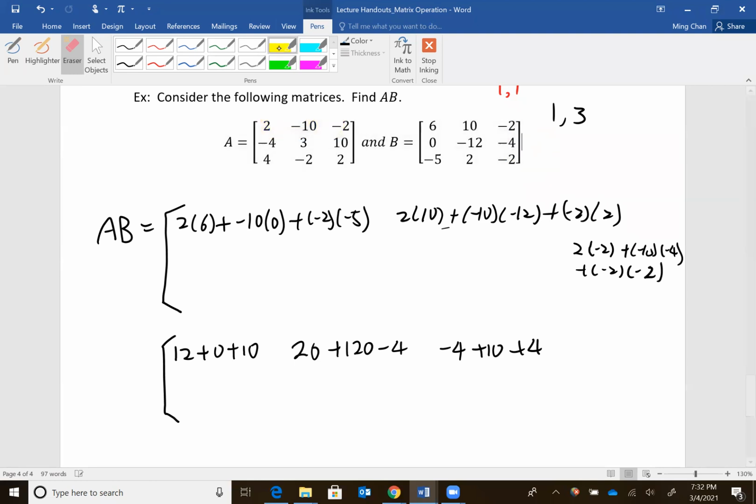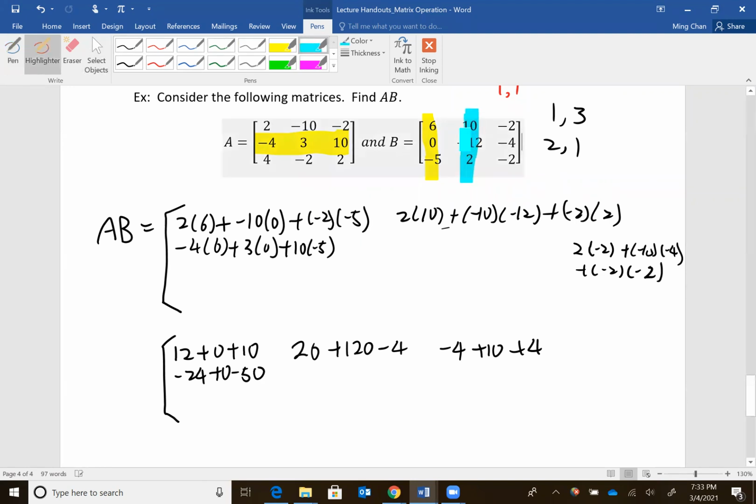Okay, so let's start over with row 2. Row 2, column 1. Your answer is going to be on row 2, first entry, right here. So I'm going to write it right below here. -4 times 6 plus 3 times 0 plus 10 times -5. So that'll be -24 plus 0 minus 50.